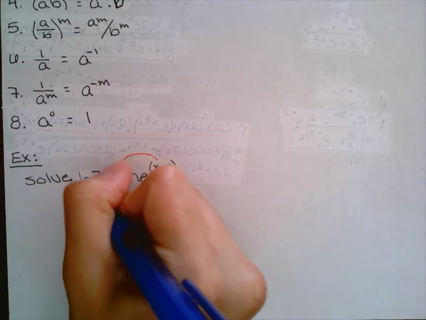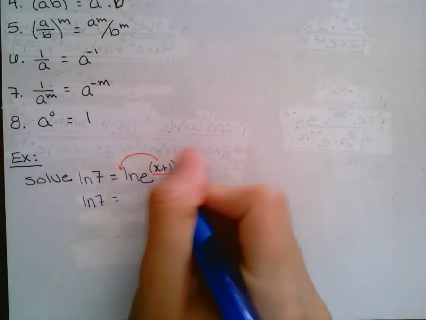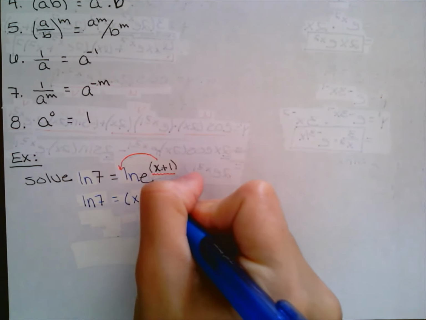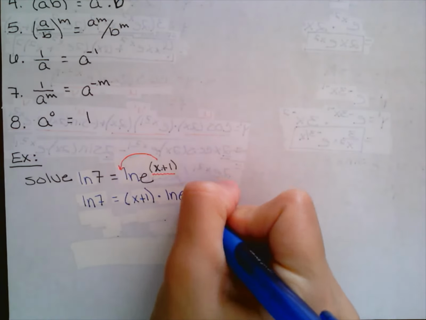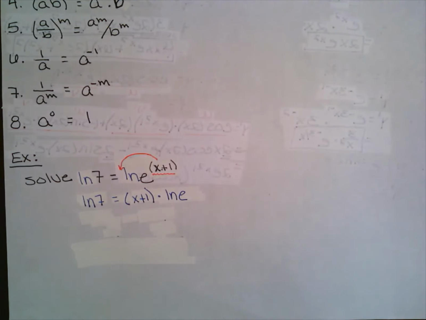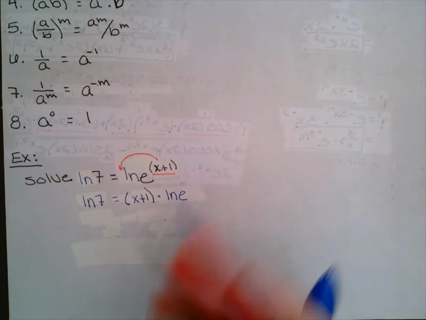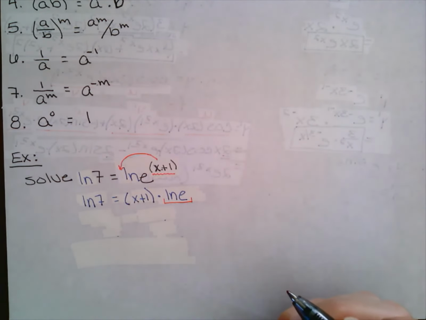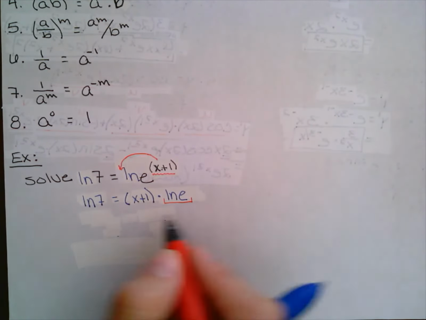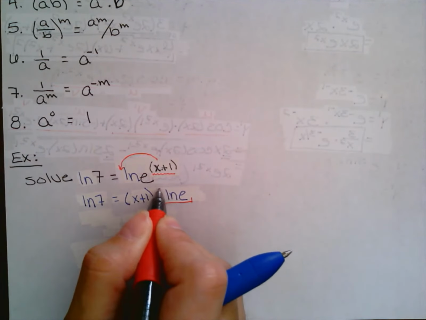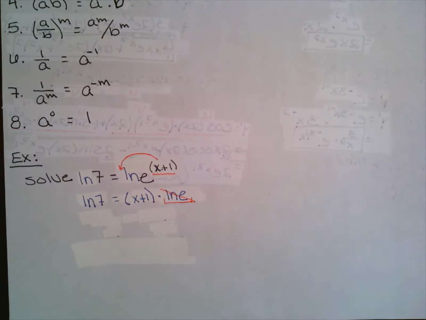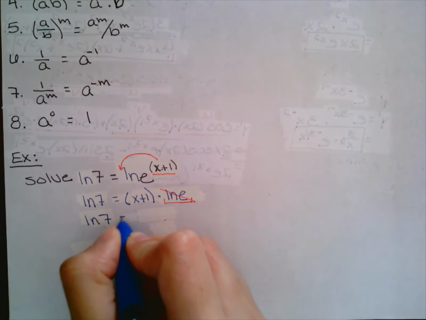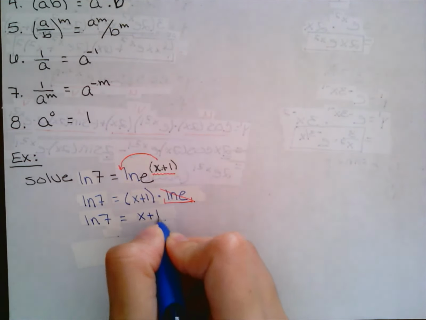So I have ln of 7 equals, make sure to keep this in parentheses, x plus 1 times ln of e. And we just spoke a little while ago that you do not have to include that ln of e because ln of e equals 1. Okay? They cancel each other out, and 1 times anything is itself. So feel free to draw a line through it. I end up with ln of 7 equals x plus 1.